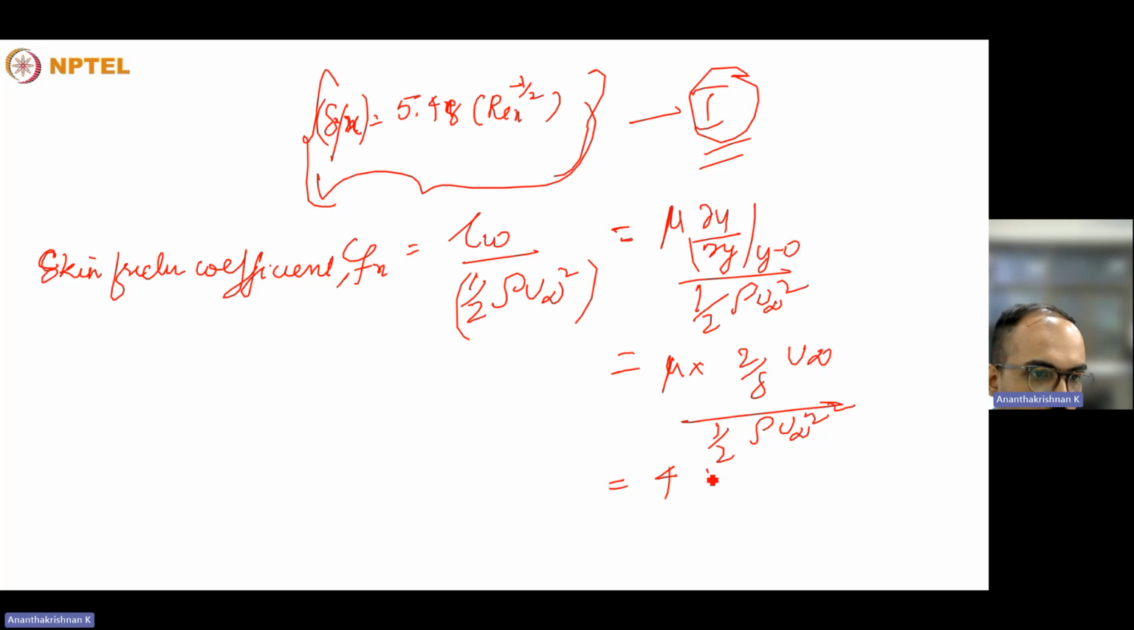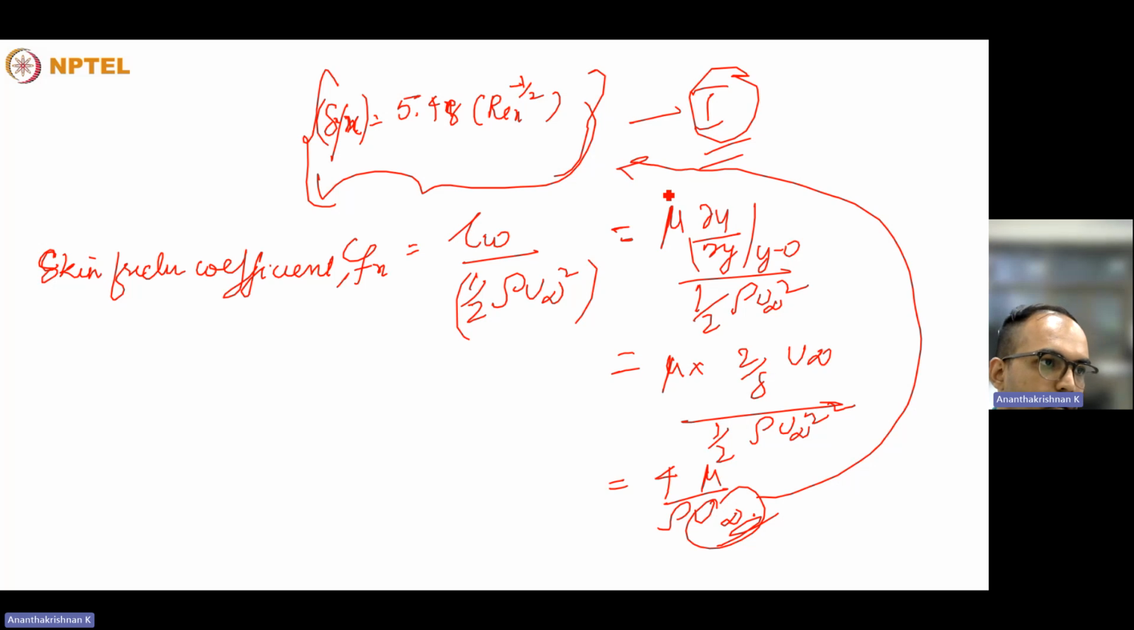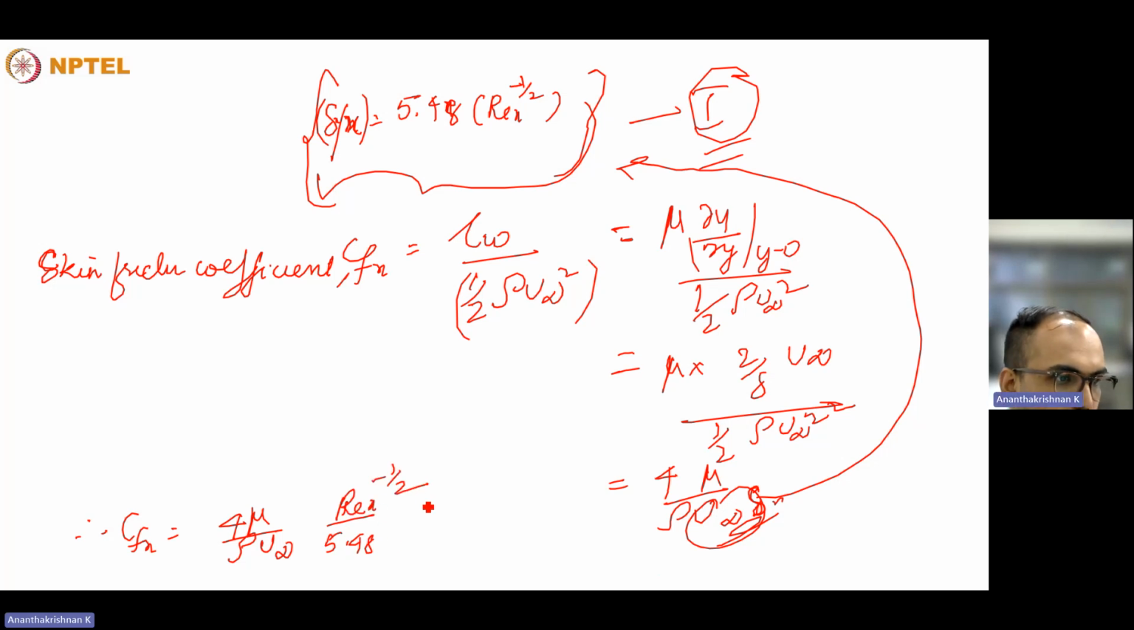Reducing the equation, you'll get 4 mu divided by rho u infinity. So it is dependent upon u infinity. That's why you require the value of the boundary layer thickness. Therefore, Cfx is equal to 4 mu divided by rho u infinity delta. And delta will be equal to 1 by 5.48 Reynolds number at x raised to minus 1 by 2 on the top and x on the bottom.